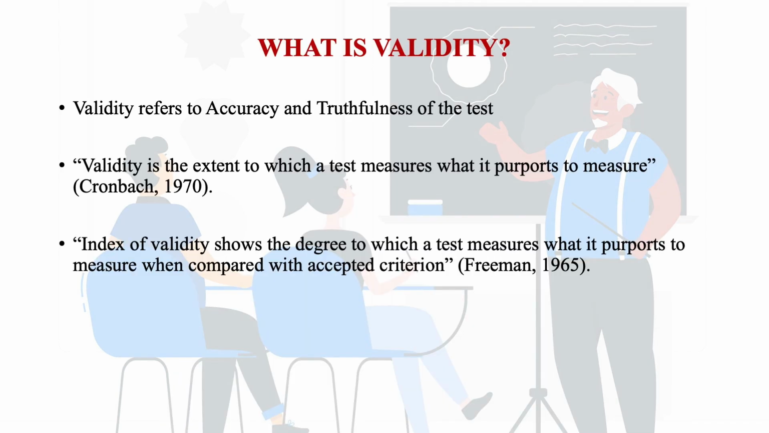And further, if I go through the definition given by Freeman 1965, Freeman says that the index of validity shows the degree to which a test measures what it purports to measure when compared with an accepted criterion. So here one question is, what is a criterion? When I discuss different methods of reliability, this definition will be very clear.